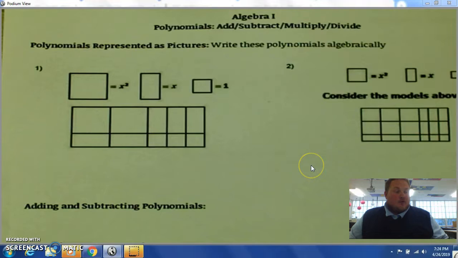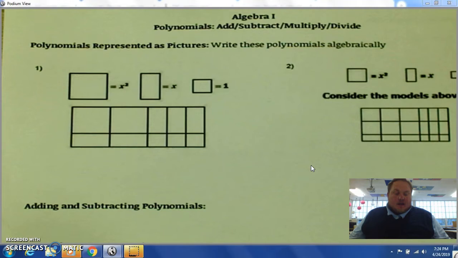Just wanted to let you know that now we're doing polynomials. We're adding, subtracting, multiplying, and dividing them. And so another area that some people did not do too well on. So if you didn't do too well on this, you're not alone. We did kind of rush it to try to get spring break in, so it's all right. You didn't do too hot on this.